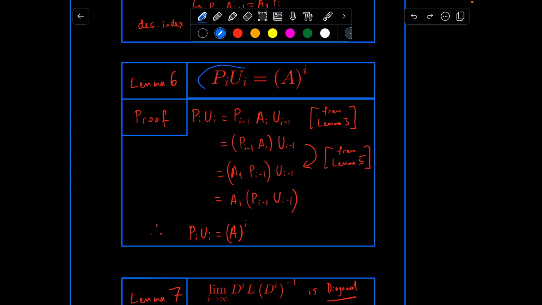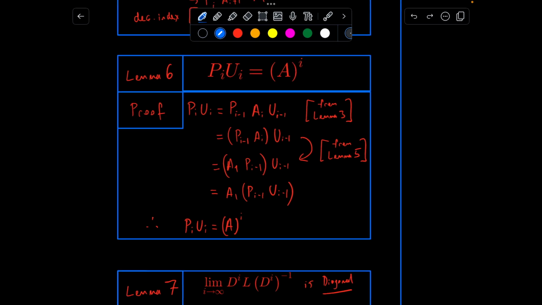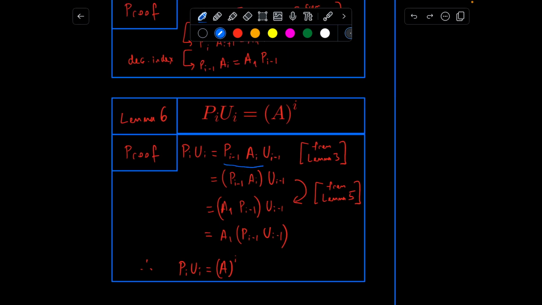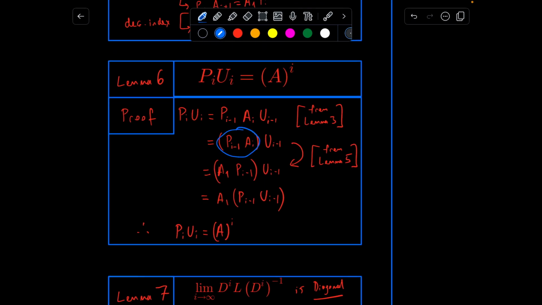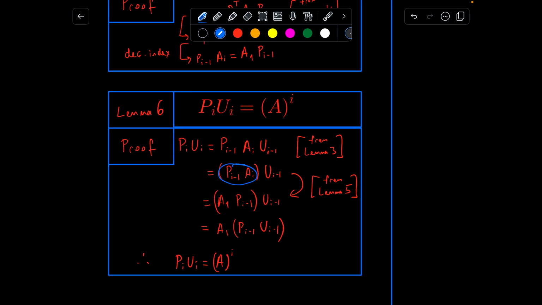All right, so another lemma. This is the term, and this is not an index, this is a power, an exponent. So this is what we are trying to prove. First of all, let's look at this expression. This comes from lemma 3, directly, I'm just writing that. Then I am looking at the first two terms, and by looking at lemma 5, I am substituting this term with this term. Again, this comes from lemma 5.